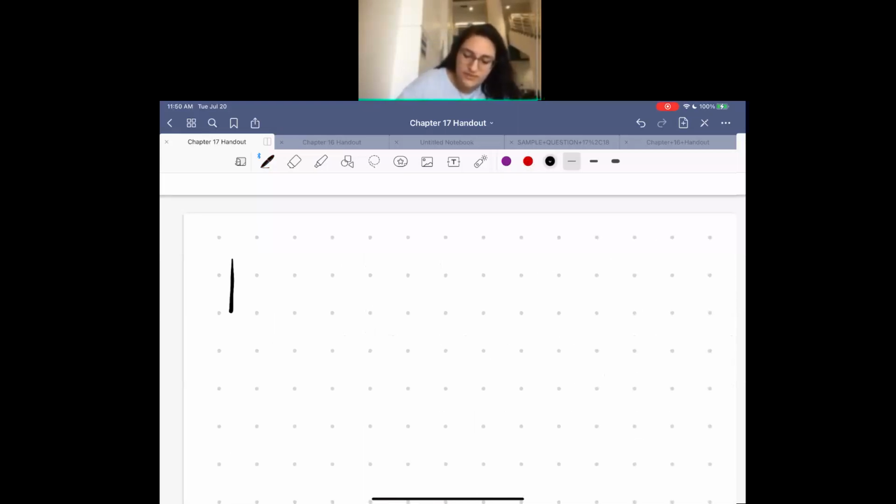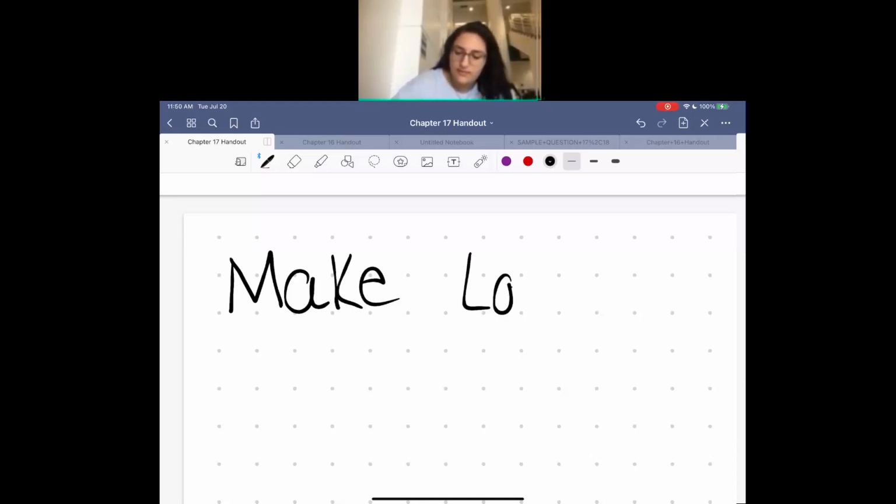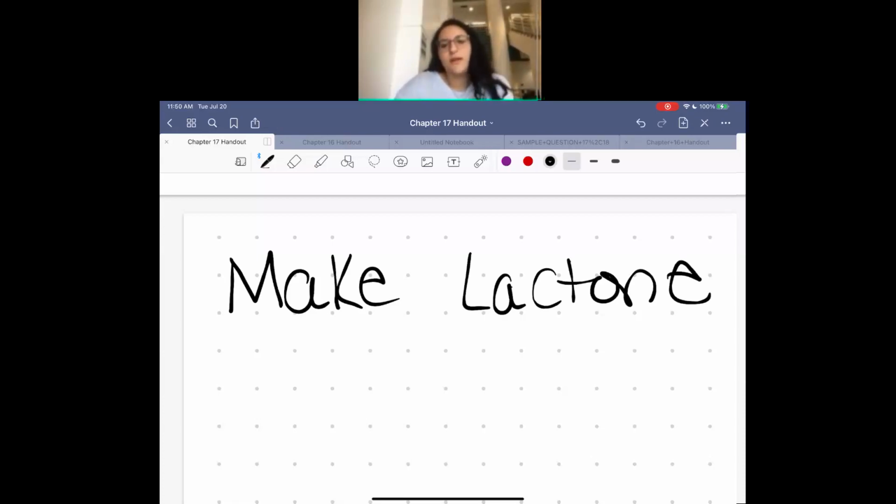So first we are going to make a lactone. And whatever I do for the lactone, the same exact thing happens for the lactam. Just replace the oxygen with a nitrogen. And that'll make more sense once I actually start drawing things, but I wanted to put that disclaimer out there.